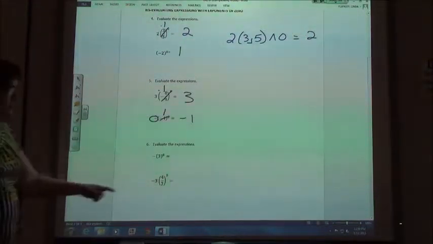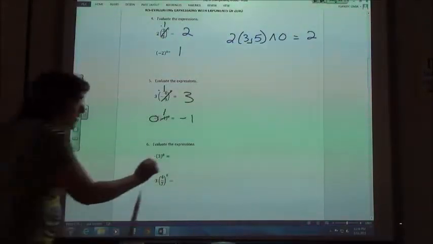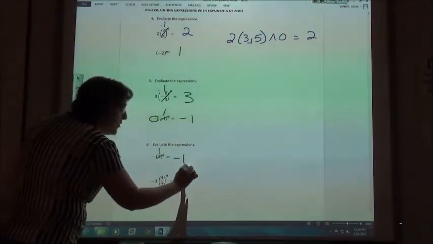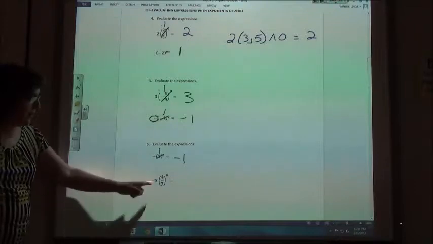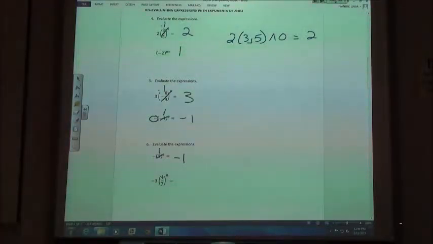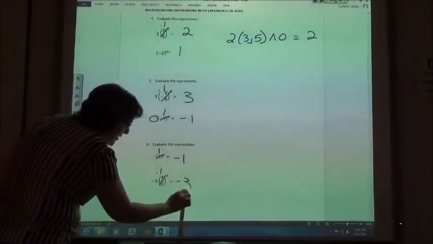So number 6, minus 3 to the 0 power. Negative 1, because the negative is on the outside of the parentheses. If it's on the inside, it stays positive, but if it's on the outside, it's going to be negative. And on the bottom one, negative 3 times 1 is negative 3, exactly.